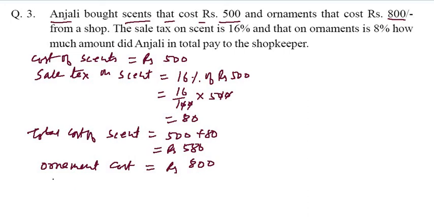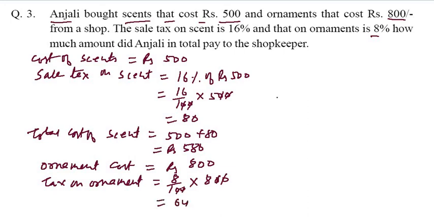Now tax on ornament. It is how much? It is 8%. So it is the 8 upon 100 into 800. So 0 will be cancelled out. So 8 is just 64.